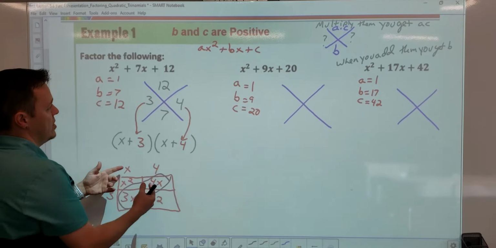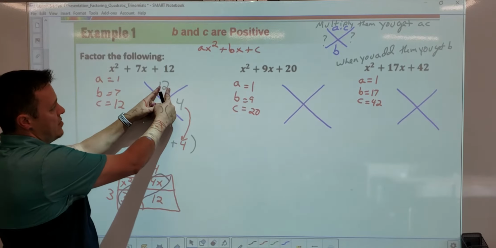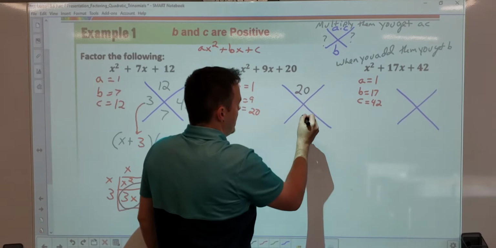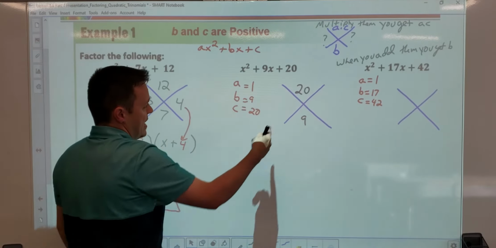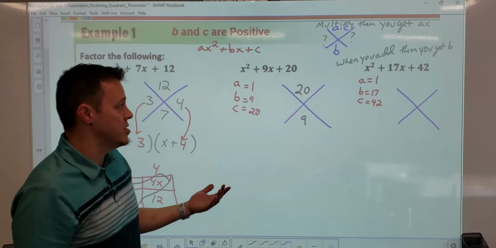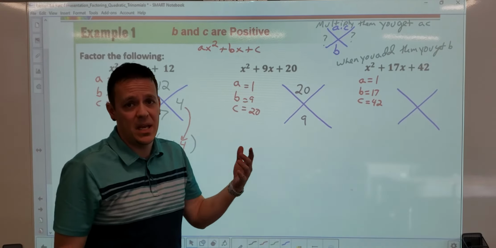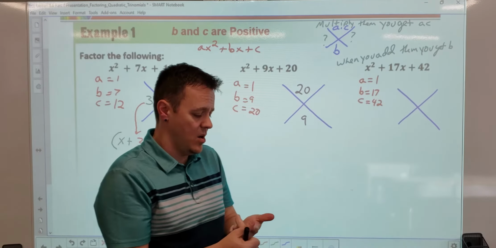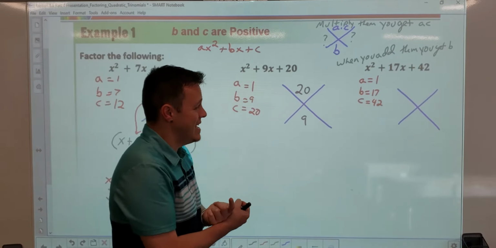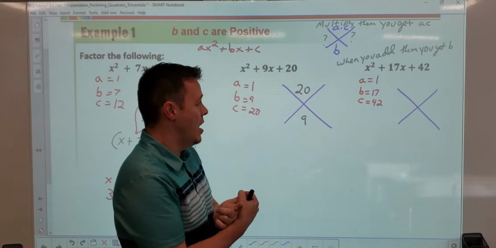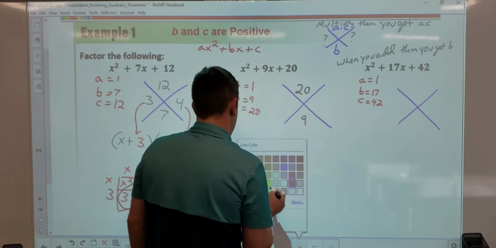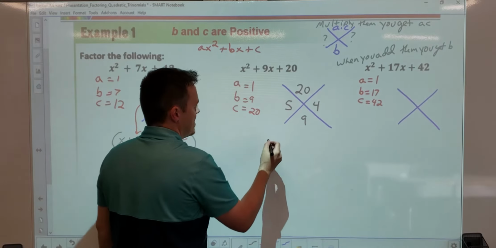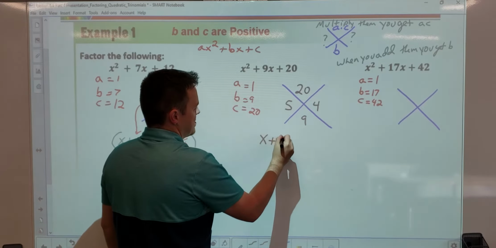What we're looking for here is what two numbers multiply together to make this, and when you add them, make this. So on here, 20 and 9, right? So it's 20 and 9, the setup. What two numbers multiply together to make 20, but when you add them, make 9? So 1 and 20 is not it, that's 21. What else we got? 2 and 10, that's 12. 4 and 5. Does it matter which one goes here? Nope, not when they're both positive. So my answer ends up being x plus 4 and x plus 5.